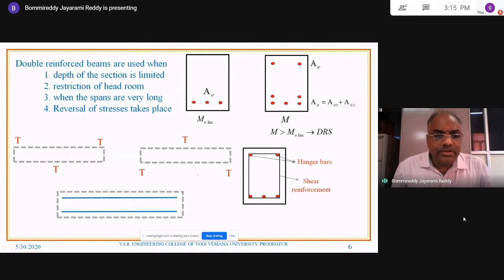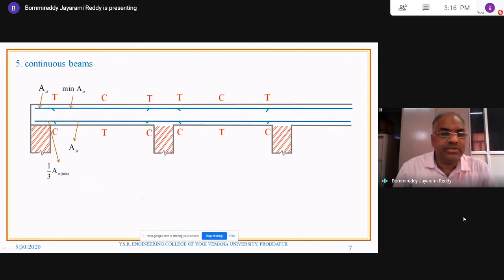Now, doubly reinforced beams are used, as I told you in detail, when the depth of the section is restricted, when there is a restriction of headroom, when the span is very long, or when reversal of stresses takes place. Because of all these reasons, we provide doubly reinforced sections. And you can look here, in the compression zone minimum steel reinforcement will be provided, whereas in the tension zone we provide steel reinforcement as per the design.